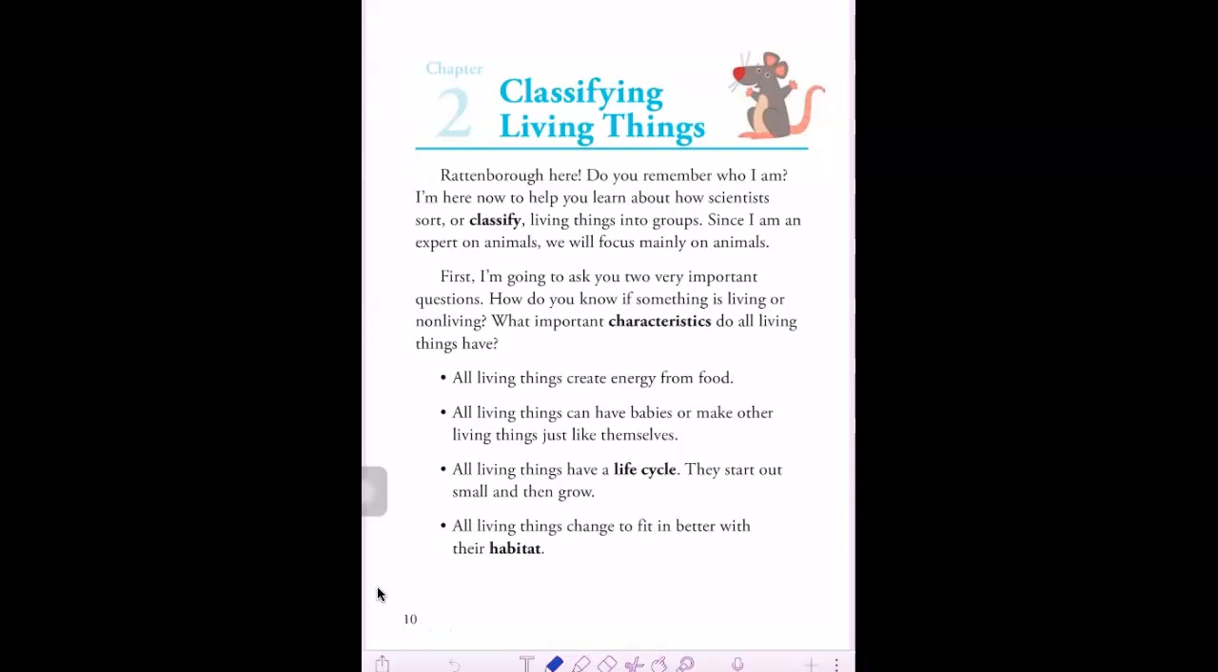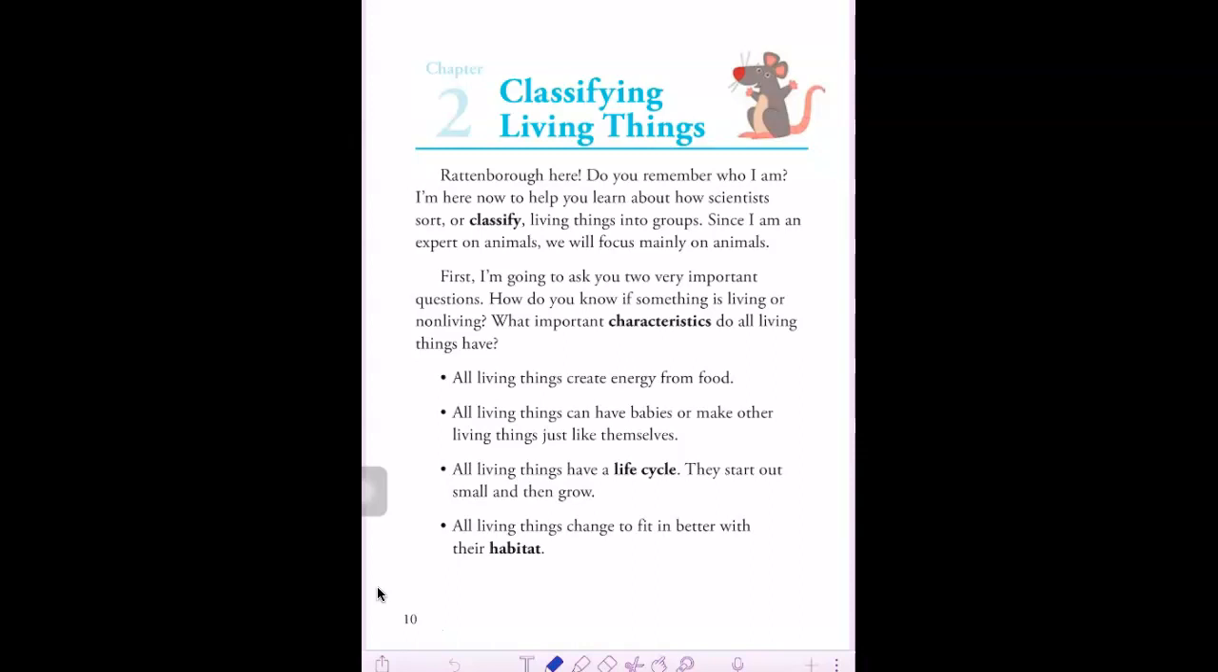First, I'm going to ask you two very important questions. How do you know if something is living or non-living? What important characteristics do all living things have? Well, all living things create energy from food. All living things can have babies or make other living things just like themselves.